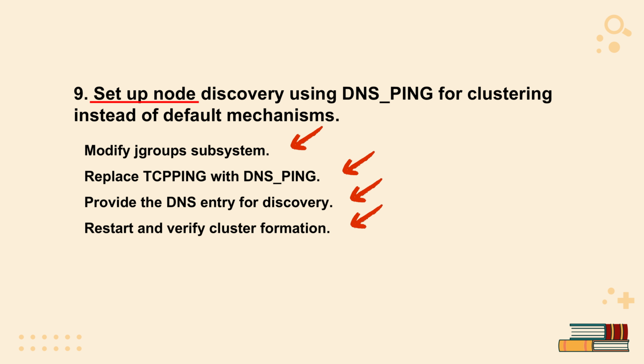So the task: modify the JGroups config, swap TCPPING for DNS_PING, point it to the right DNS name, and the critical validation. Restart the nodes and see if they actually form a cluster. That really confirms it's working. Absolutely. Successful cluster formation with DNS_PING validates your DNS config is right. Servers can query it, get the peer list, and connect.